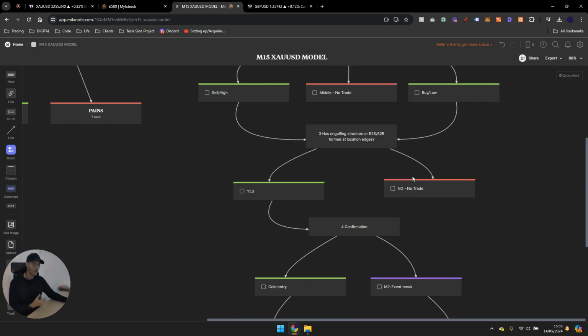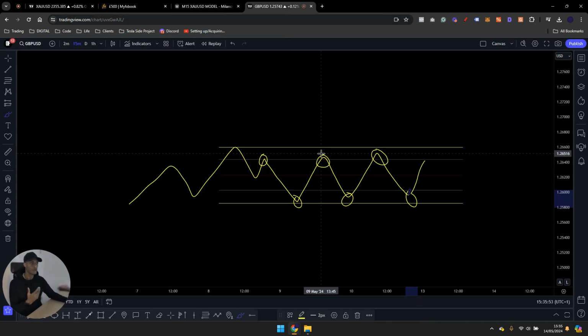If no structure has formed that aligns with you, then it's no trade. So if the market has reached the sell high location and a bearish engulfing structure has formed, when the market comes back up to this sell high location at this point here, I'm simply going to go down to the M2 and look for an M2 event break.